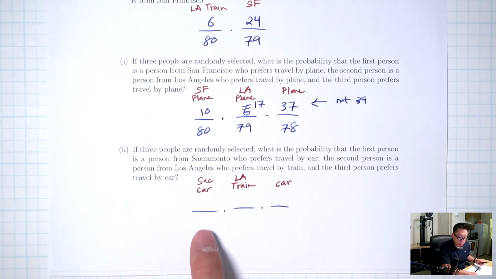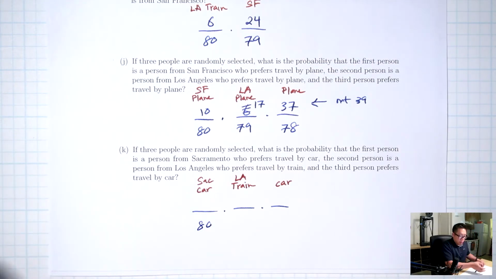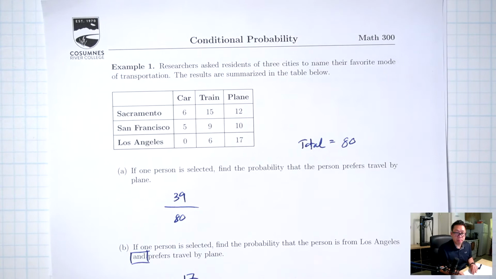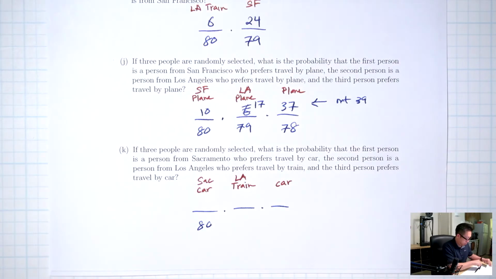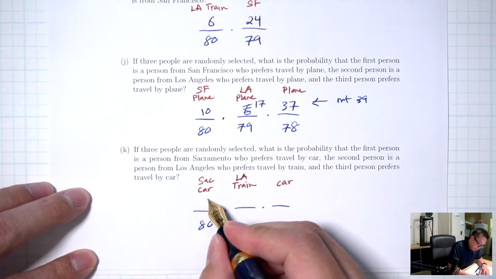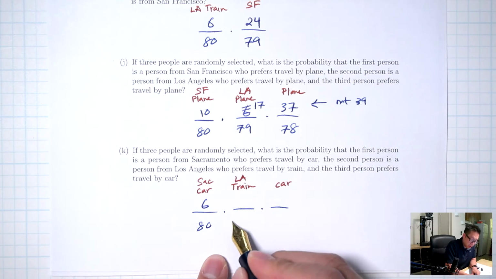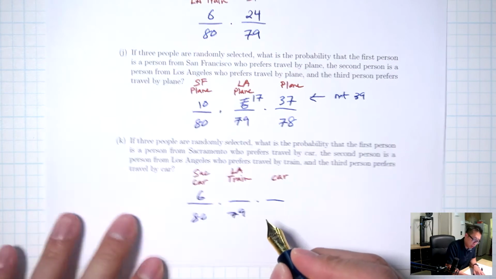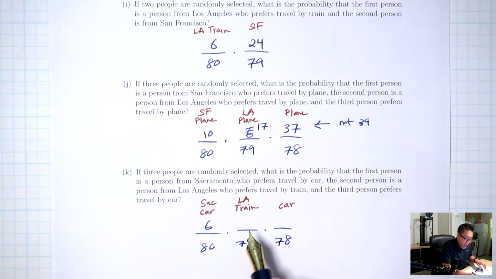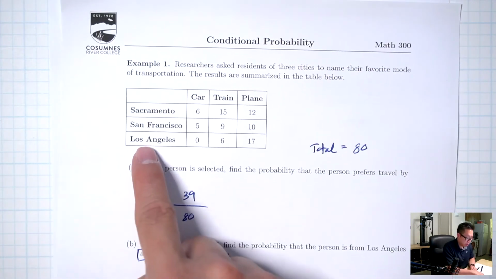First fraction, bottom is going to be everybody. So that's going to be 80. Sacramento car, 6. Second fraction, the bottom I should be down by 1, which is 79, and then let's do the third fraction. I should be down by 1 again for the bottom. That's 78. Second fraction, LA train. LA train would be 6.